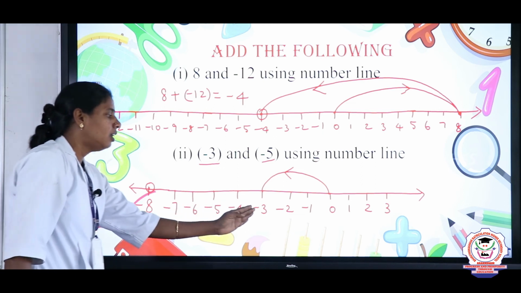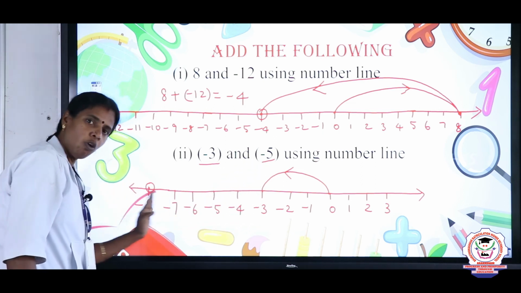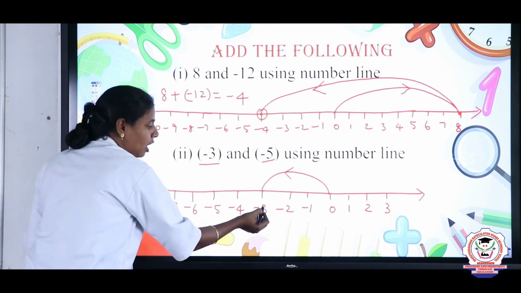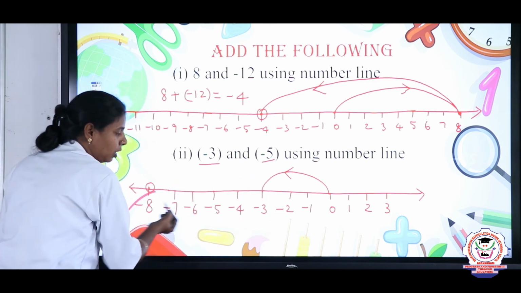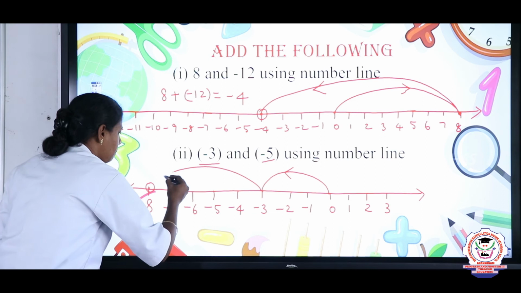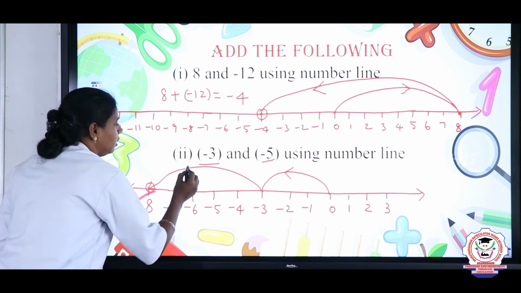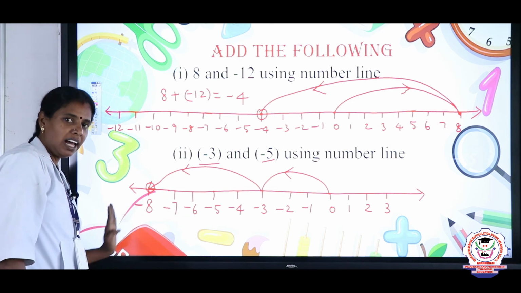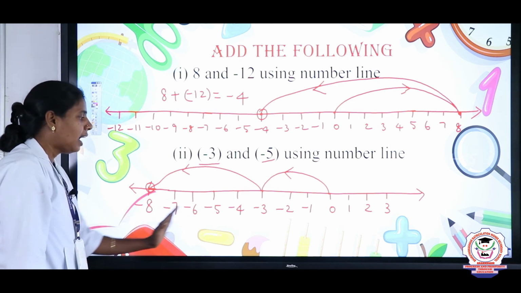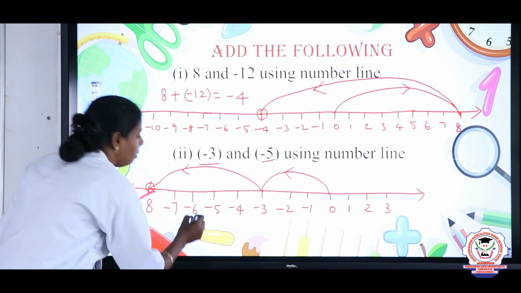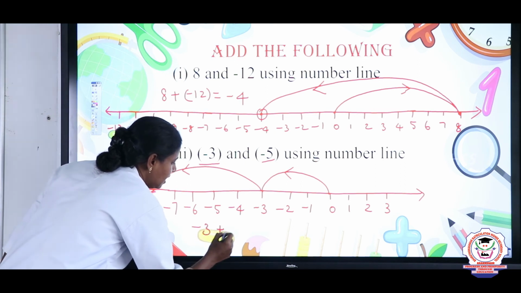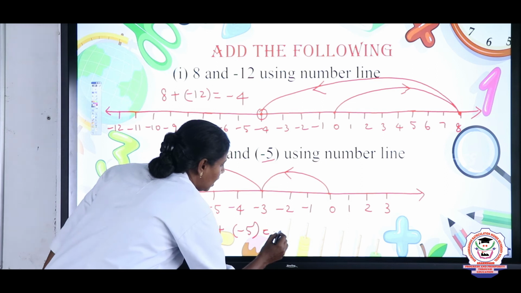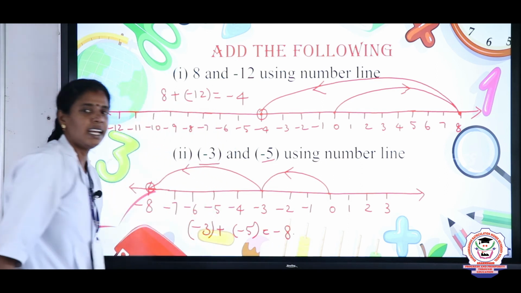Is it clear? So for a negative integer we need to move left side on the number line, and 5. So we are going to move from minus 3, 5 units. It reaches what? Minus 8. So draw the arrow mark here. It indicates we have drawn from the left side. So the answer is minus 8. Minus 3 plus minus 5 is equal to minus 8.